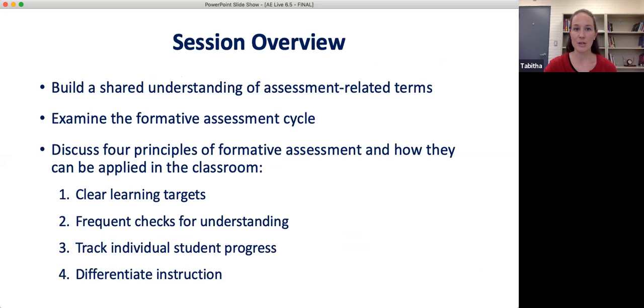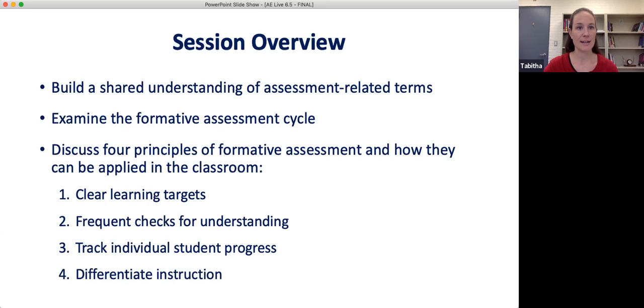In today's session, we're going to build a shared understanding of assessment-related terms, talk about some key terms. We will examine the formative assessment cycle and learn what that means. And then we'll discuss 4 principles of formative assessment and how they can be applied in the classroom. Those 4 principles are clear learning targets, frequent checks for understanding, tracking individual student progress, and differentiating instruction.